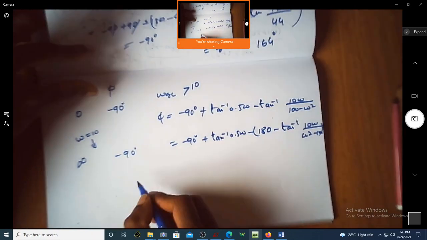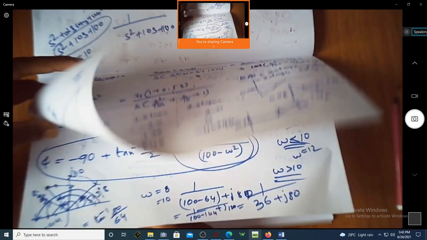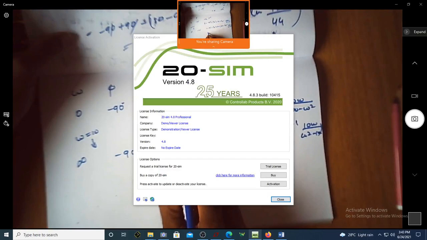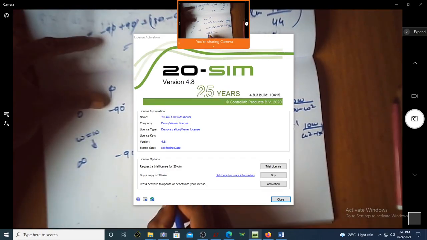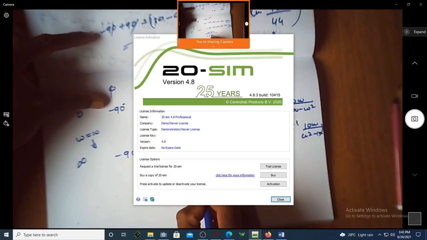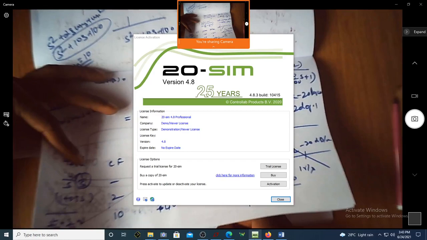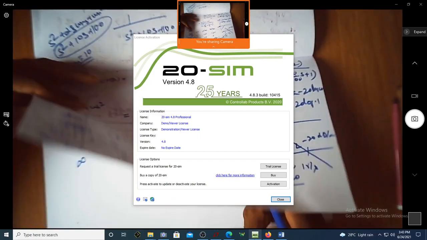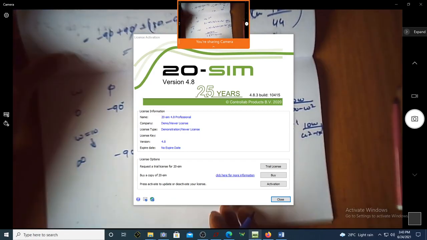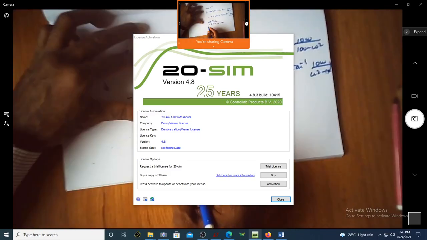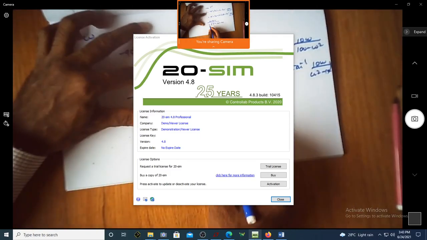Yes, sir. What is the phase equation? The term was 200 s plus 2 divided by s into s square plus 10s plus 100. Correct? Yes, sir. How do I do this now?